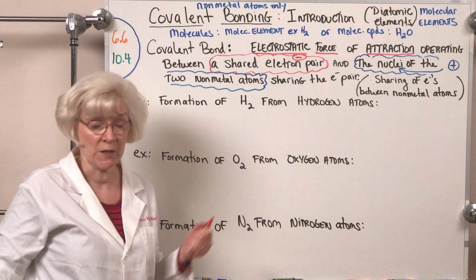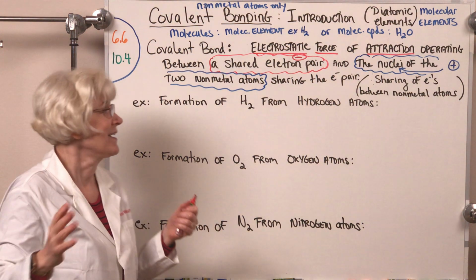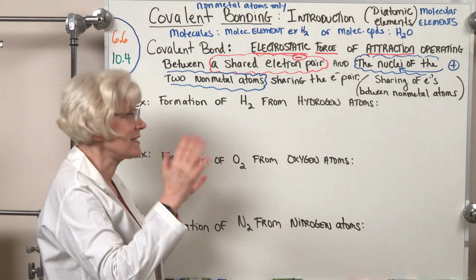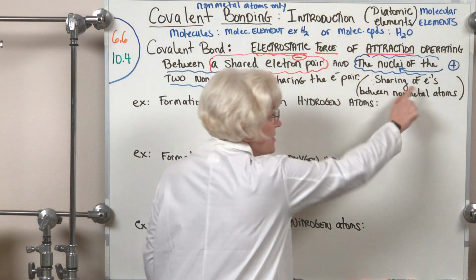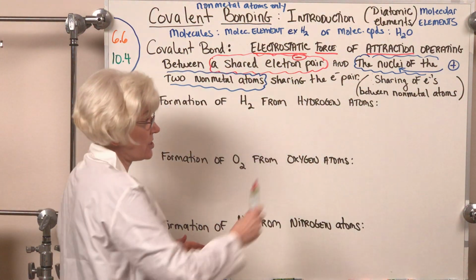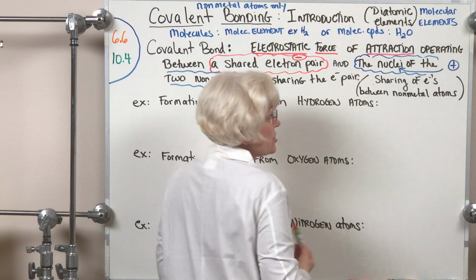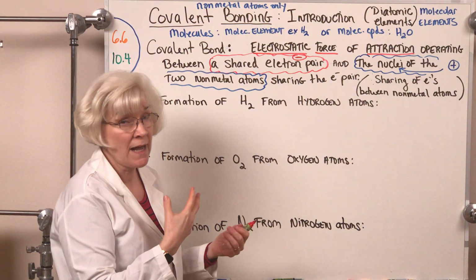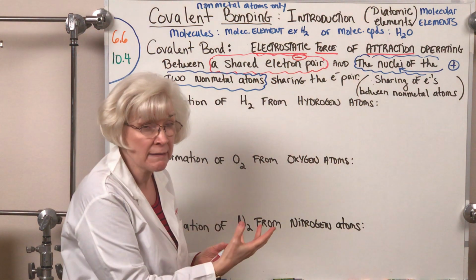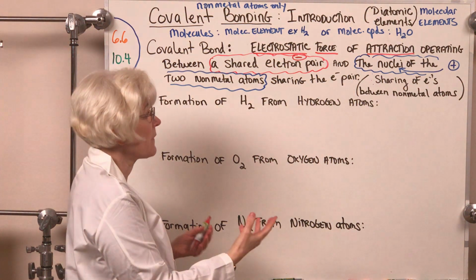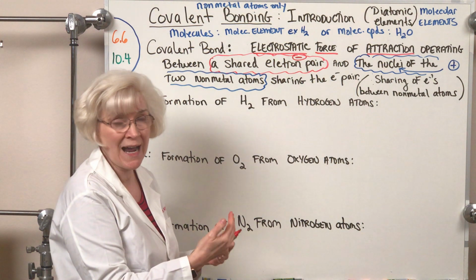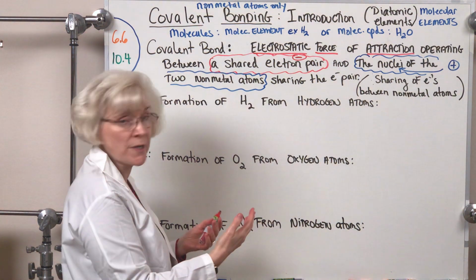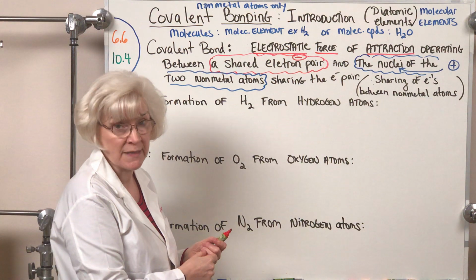Now I want to tell you that often when you look in the text, and maybe even in your textbook, I've taught out of so many now, that it doesn't really matter, but it's very common to see just this as a definition, what I put over here: sharing of electrons between nonmetal atoms. And that's a quick, user-friendly definition of covalent bond, but it does leave something out that I think is important as you're being introduced to bonding.